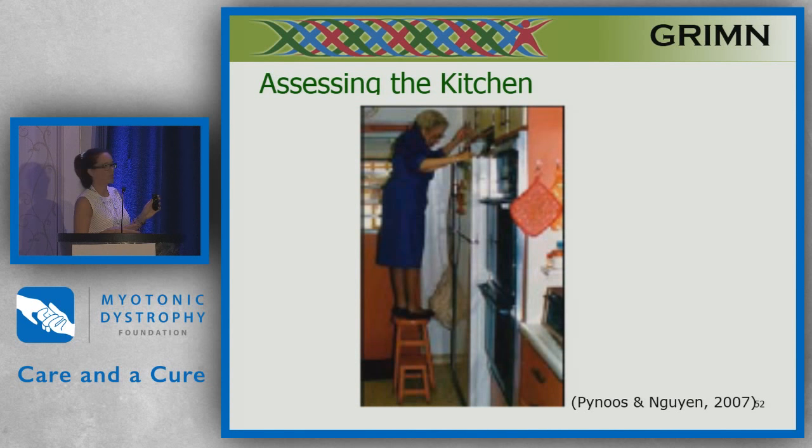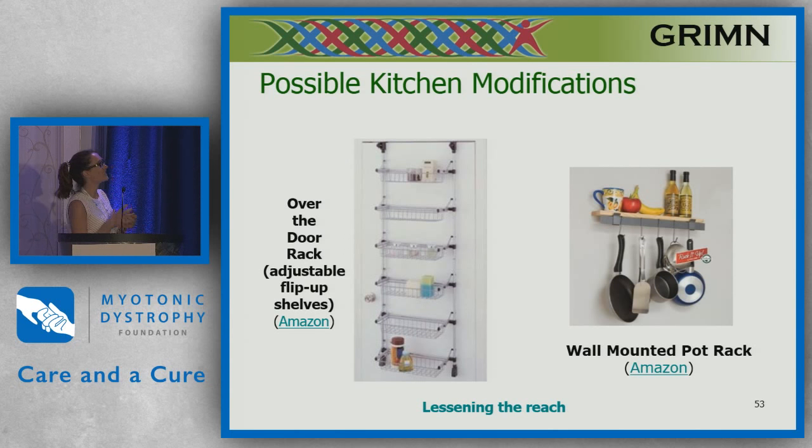Assessing the kitchen. So now, if you're up there to get to your cupboards, you need an assessment. There's tons of possible kitchen modifications. Some of them are very expensive. Some of them are at the dollar shop. So if you start to have trouble reaching for certain things, you can work with your occupational therapist to work on better solutions, and that's some of them.